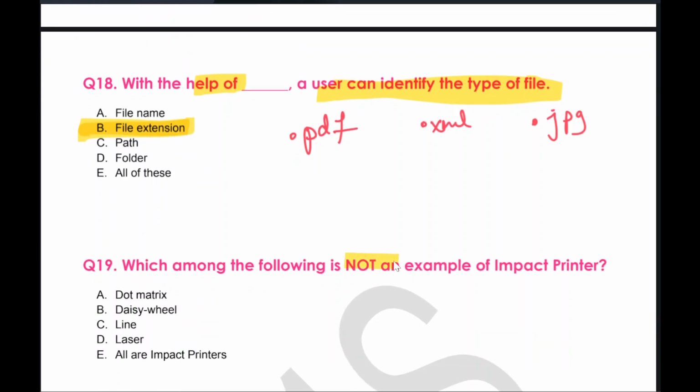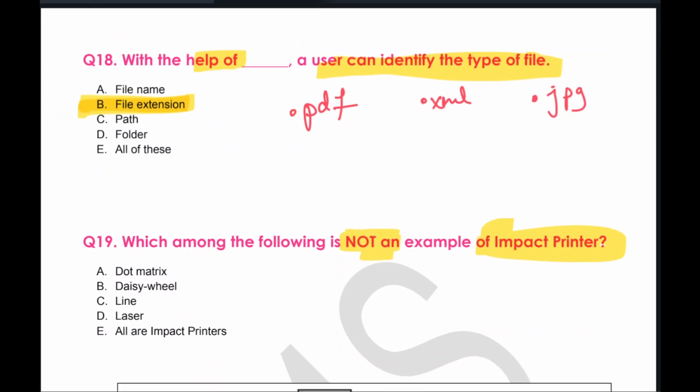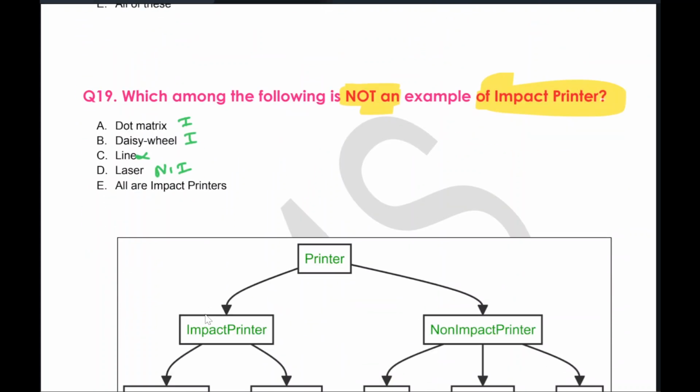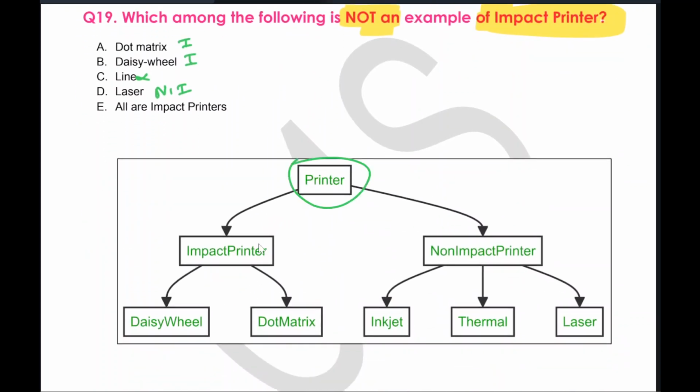Which of the following is not an impact printer? Dot matrix is an impact printer, daisy wheel is an impact printer. Laser is non-impact. You can see this table. In printers, we have two types: impact and non-impact. In impact, we have daisy wheel and dot matrix, and in non-impact, we have inkjet, thermal, and laser.